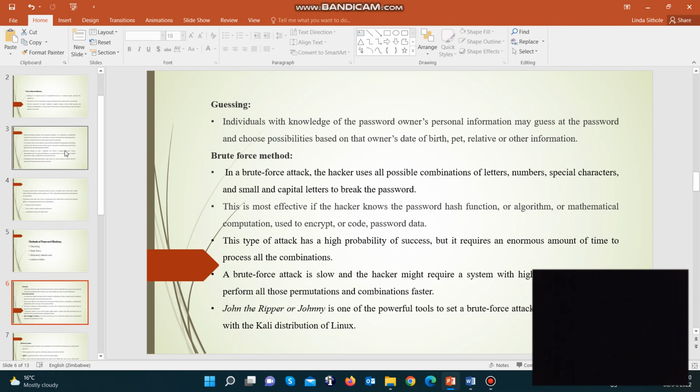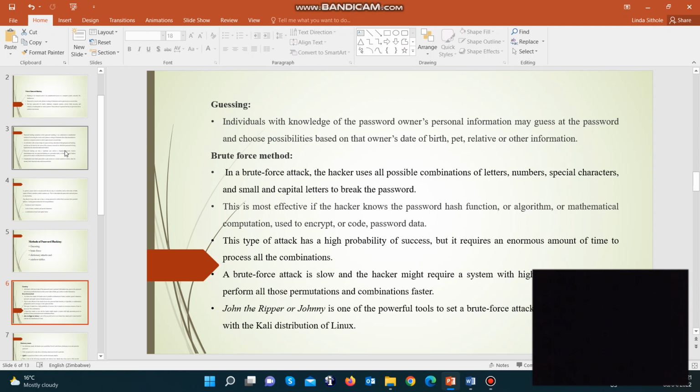And then the other one is the brute force method. Brute force method is when the hacker uses every possible combination of letters, numbers, special characters, and small and capital letters to break the password. This is most effective if the hacker knows the password hash function or algorithm or mathematical computation used to encrypt or code password data. This type of attack has a high probability of success, but it requires an enormous amount of time to process all the combinations. A brute force attack is slow, but the hacker might use a system with higher processing power to perform all those permutations and combinations faster.